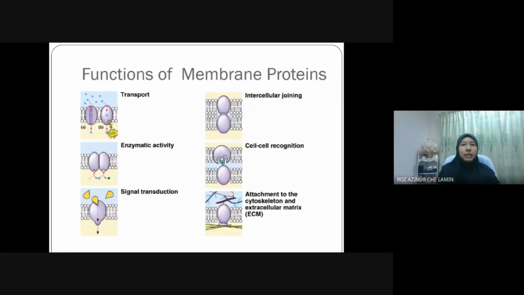Okay, for the functions of the membrane proteins, they allow the cells to carry out transportation, enzymatic activity, signal transduction, intercellular joining, cell recognition, and also attachment to other structures such as the cytoskeleton and the extracellular matrix.